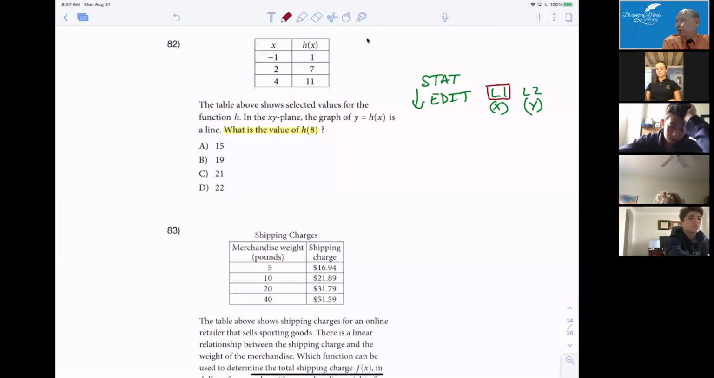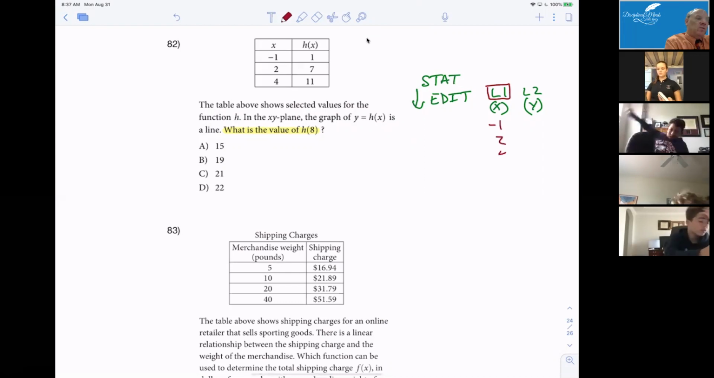All right, you good now? And then go to stat and then hit edit. And you should be up. All right, here we go. So now in L1, we're going to do X. I want -1, 2, 4, and then under L2, I want 1, 7, 11.